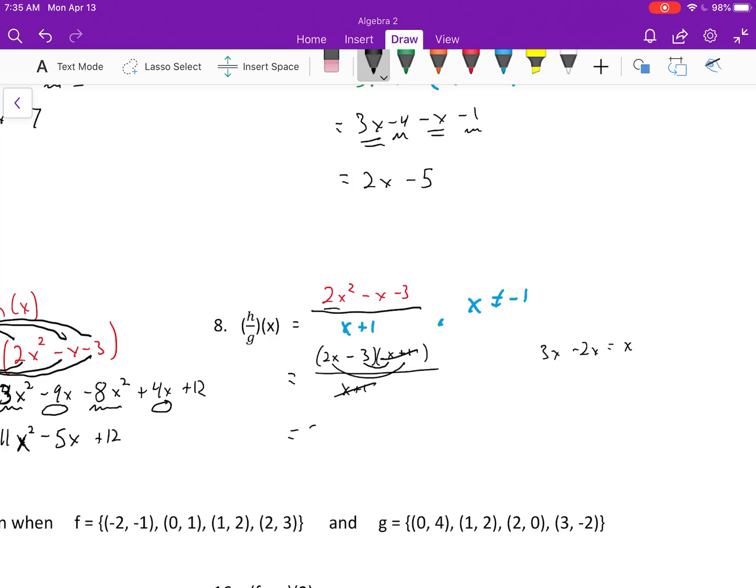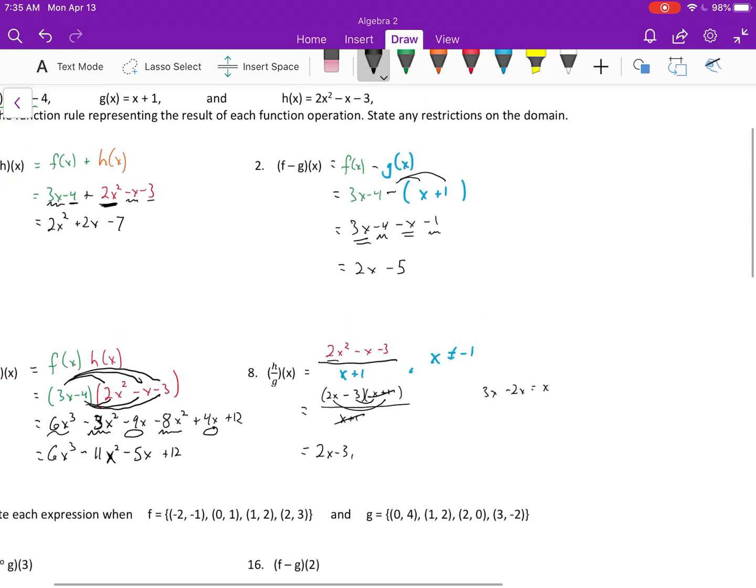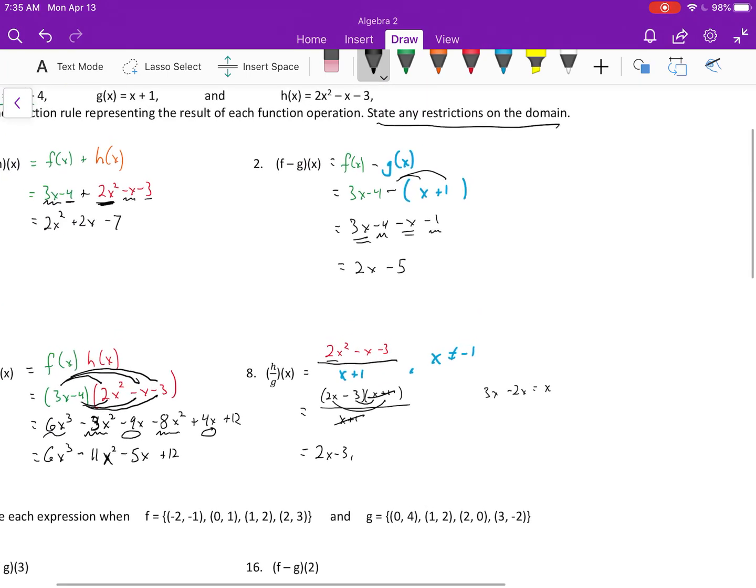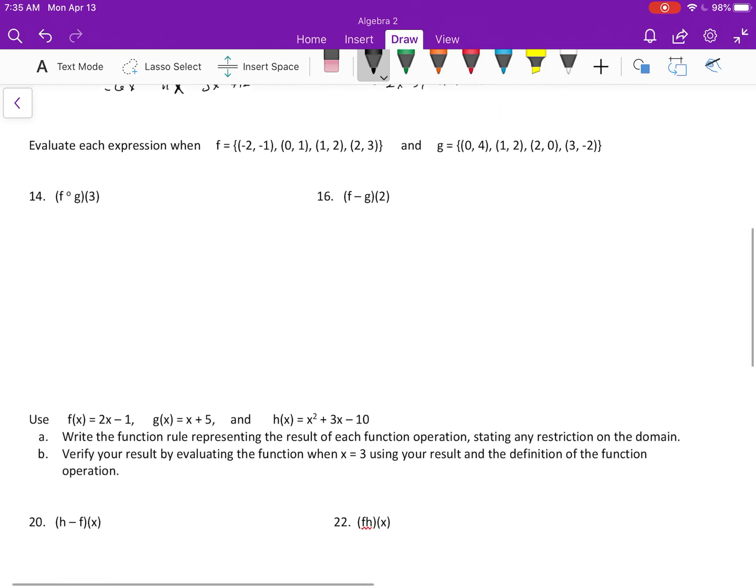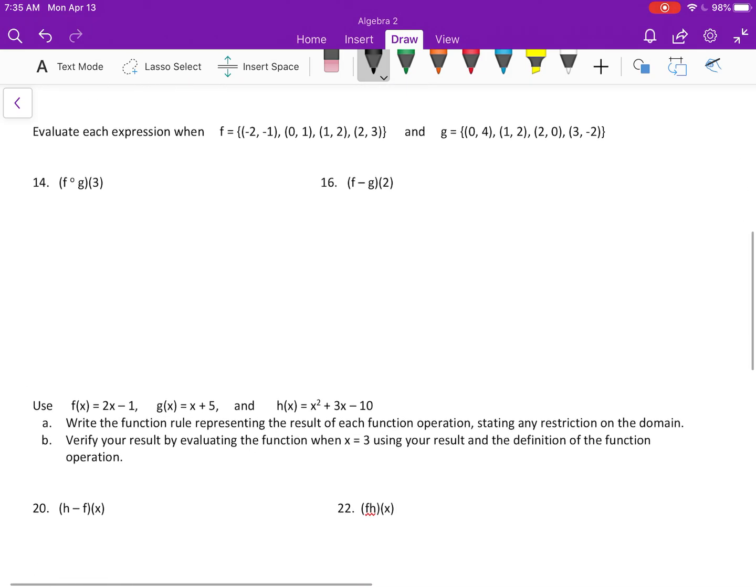And now we see that the x plus 1's cancel, and our answer is 2x minus 3. But remember that we have our restriction on the domain that x cannot equal negative 1, because in the original that made the denominator equal 0, and you cannot divide by 0. So there is division. All right, moving on to this next set of questions.